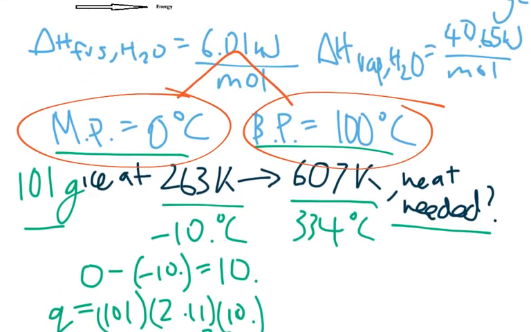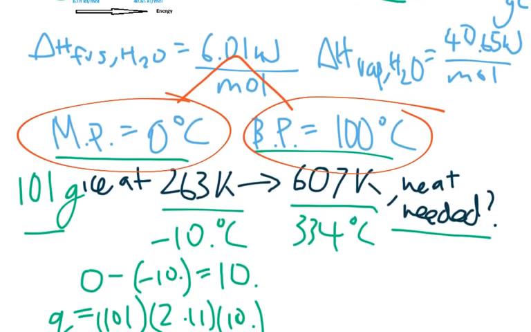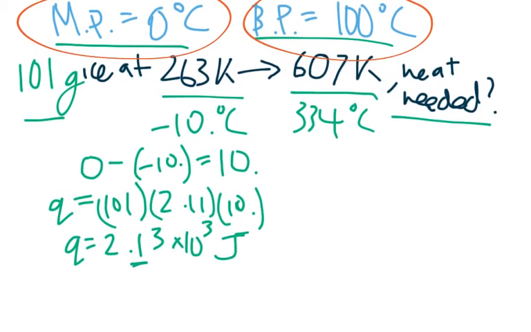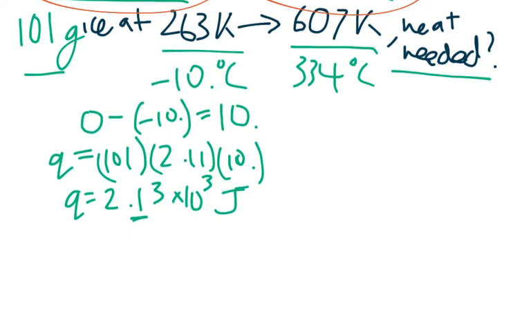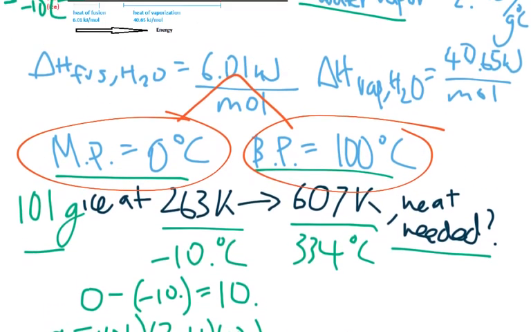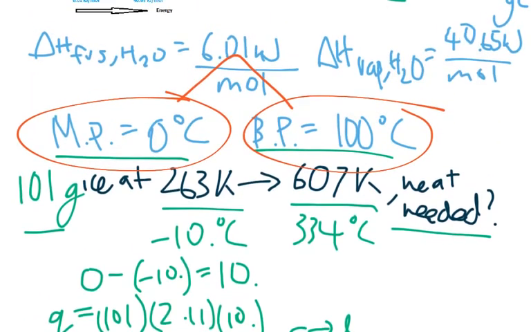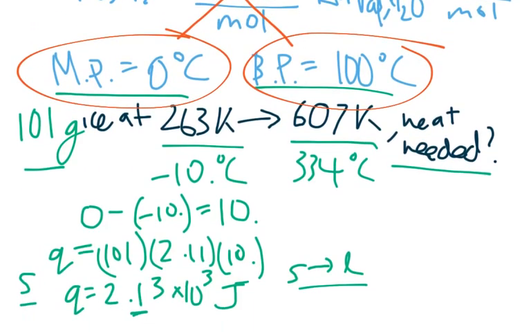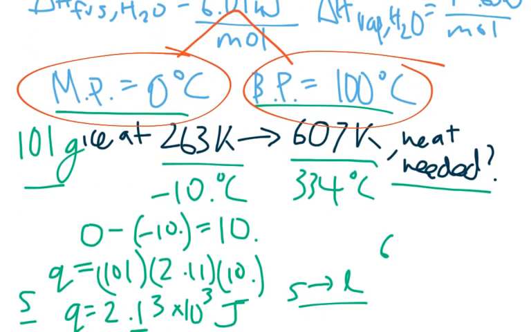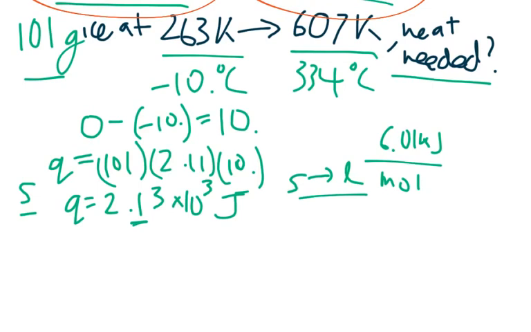Now, after the ice reaches that point, you have to add some heat to turn it from a solid to liquid. So in the second part, this first part over here is going to be heating the solid. Now we have to worry about the solid to liquid. So from the solid to liquid, we have to use the deltaH of fusion, which states that there are 6.01 kilojoules per mole of ice melted.